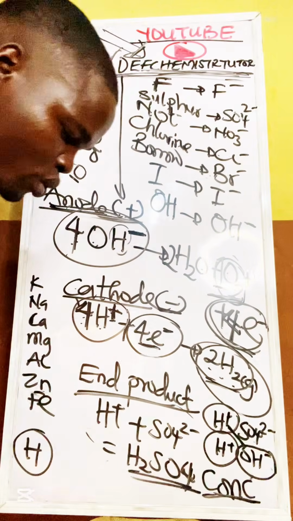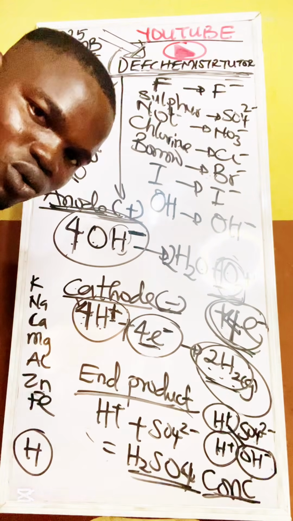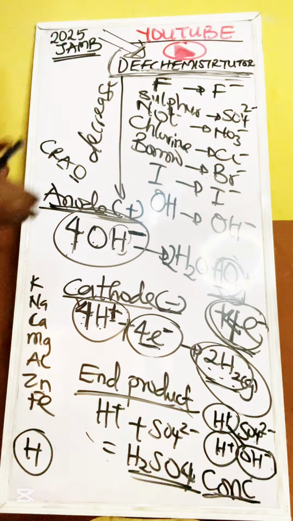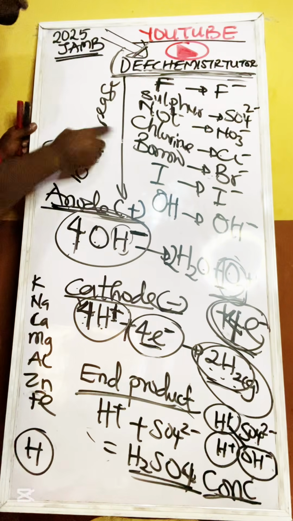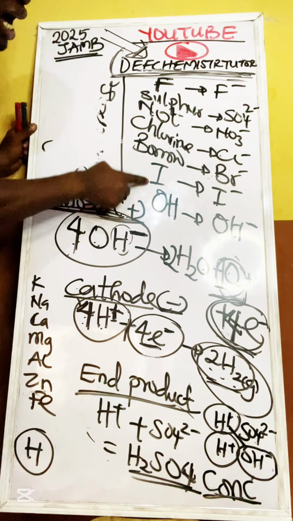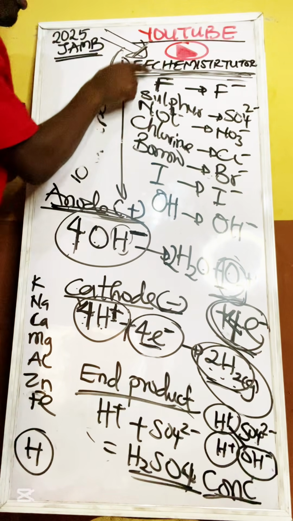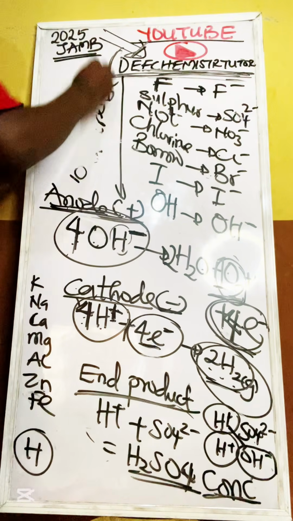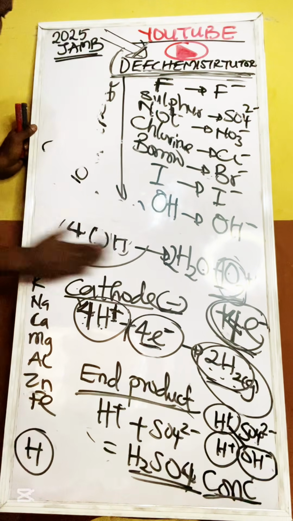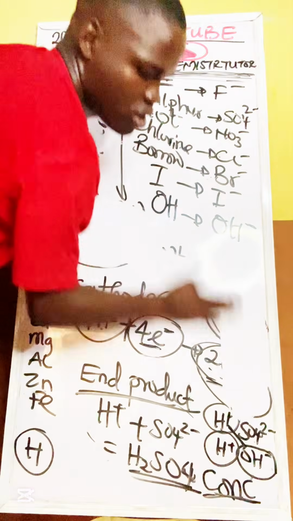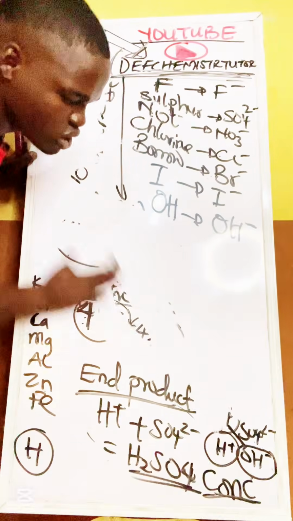So we'll now go to the second one, which is electrolysis of dilute NaCl. Electrolysis of dilute NaCl. So you must never forget this thing. You must never forget this thing. Okay, so let's go into that.